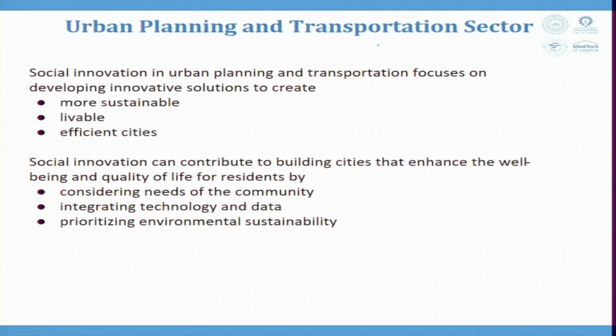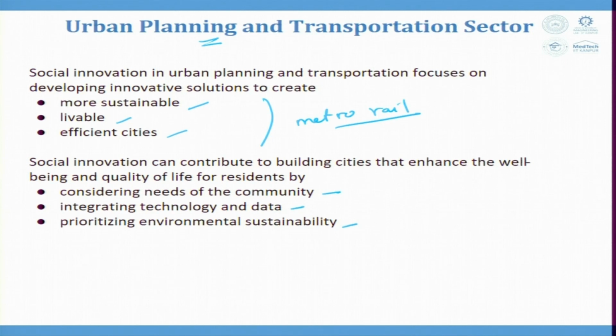Then urban planning and the transportation sector, the social innovation in urban planning and transportation focuses on developing innovative solutions to create more sustainable, livable and efficient cities. So, this is why in all the cities we are trying to have metro rail wherein the people can commute very fast, with less traffic jam, lower pollution, and they are assured of the time at which they will start and they will reach the destination. So, metro rails are part of urban planning, which is also a social innovation. Social innovation can contribute to building cities that enhance the well-being and the quality of life for residents by addressing the needs of the community, integrating technology and data and prioritizing environmental sustainability.